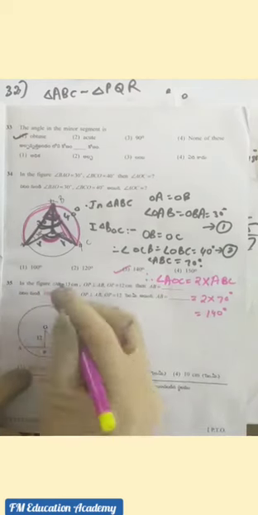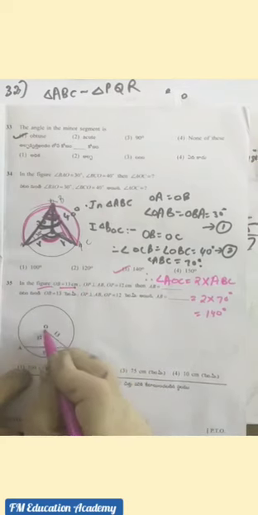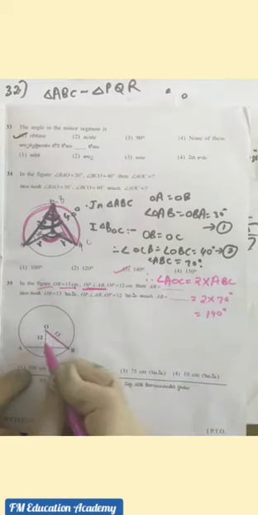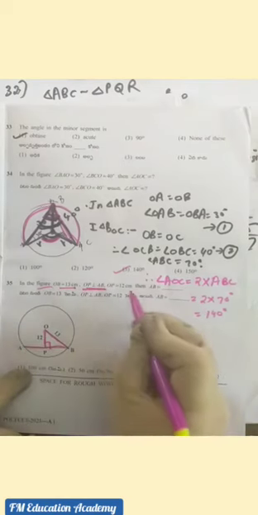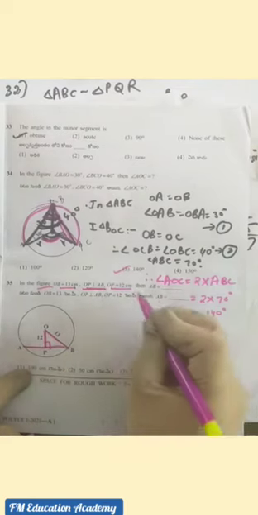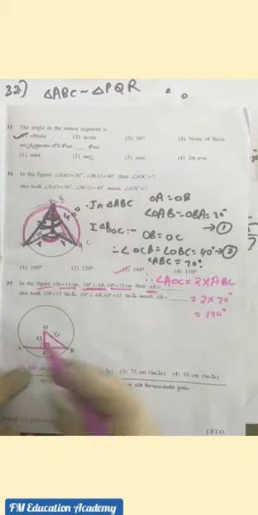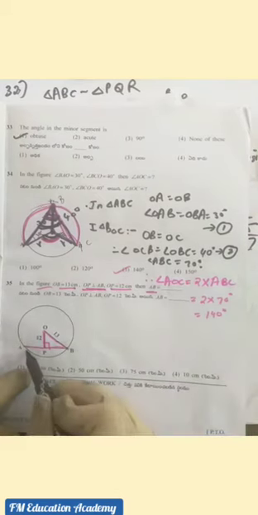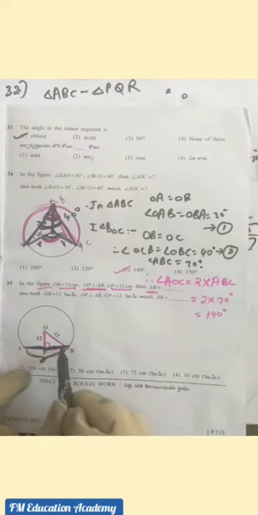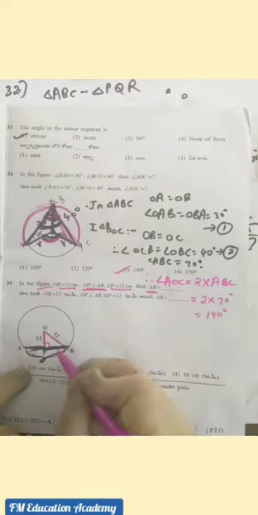35th question. In the figure, OB is equal to 13 centimeter. OB is given as 13 centimeter and it is telling OP is perpendicular to AB. It is also telling us OP is equal to 12 centimeter. Then it is asking us what is AB. What does AB consist of? AB consists of AP and PB. So if we find out PB and if we find out AP, we can easily find out AB.